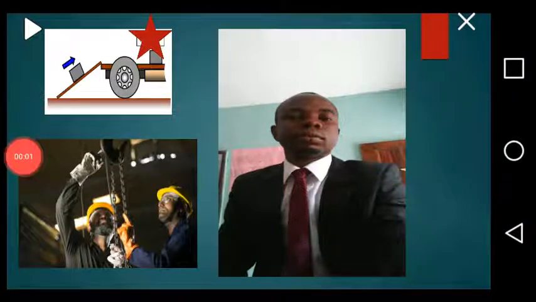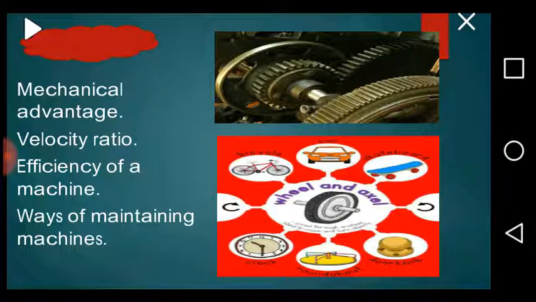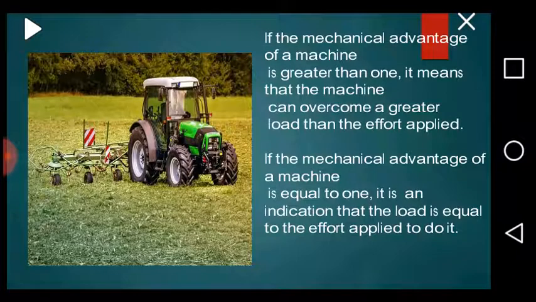In this video, we'll be looking at the meaning of mechanical advantage, velocity ratio, efficiency, and ways of maintaining machines. All simple machines are composed of three parts, which are the effort, the fulcrum, and the load.